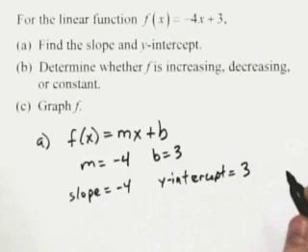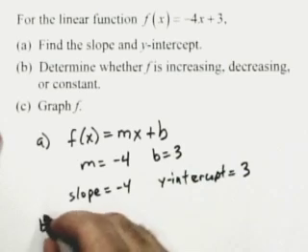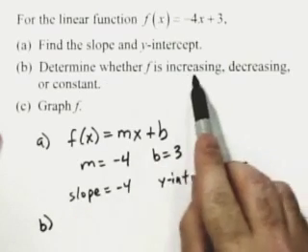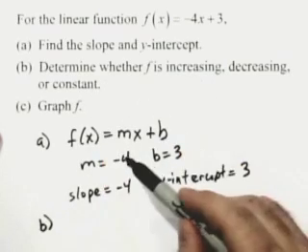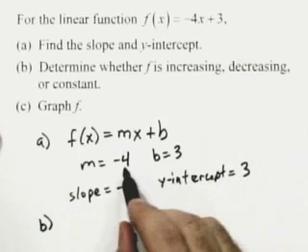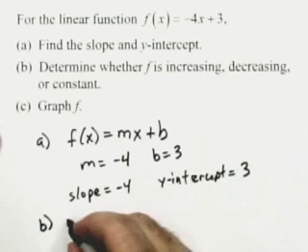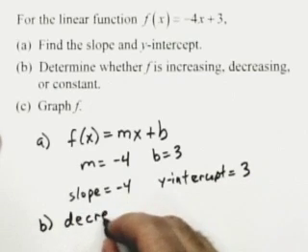is 3. For part B, to determine whether the function's increasing, decreasing, or constant, we simply look at the slope. Since the slope is negative, we know that the function will be decreasing.